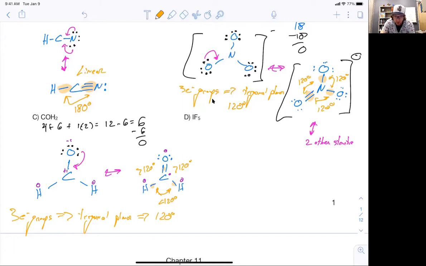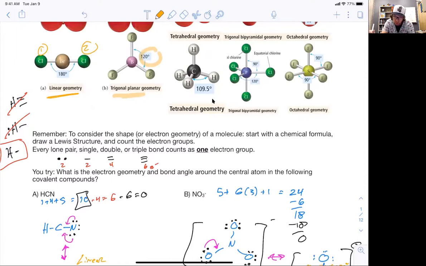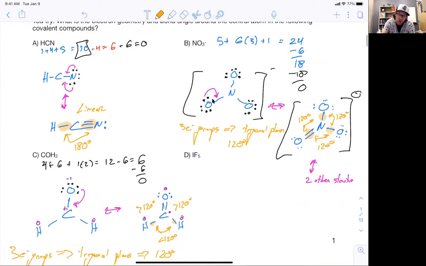Again, if I have 4 electron groups, it would be tetrahedral. If I have 5 electron groups, it'd be trigonal bipyramidal. If it was 6 electron groups, it would be octahedral. So we've got one more here, IF5.